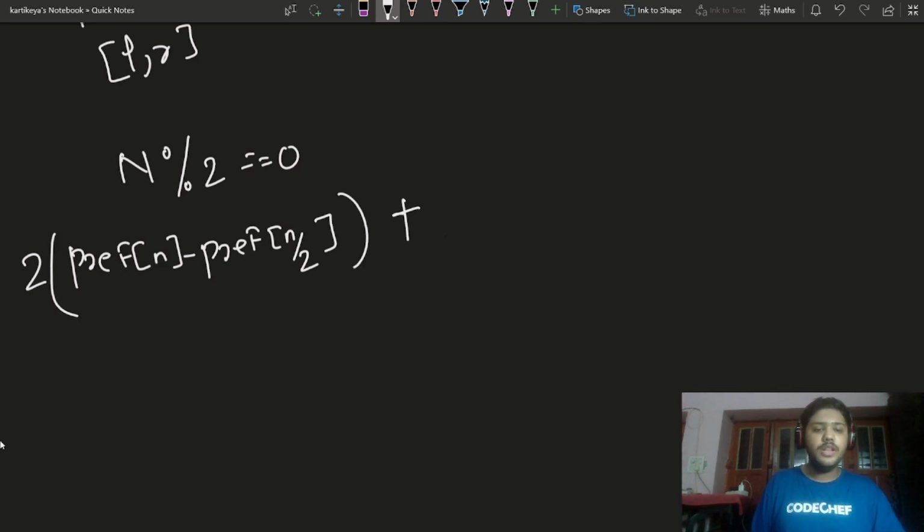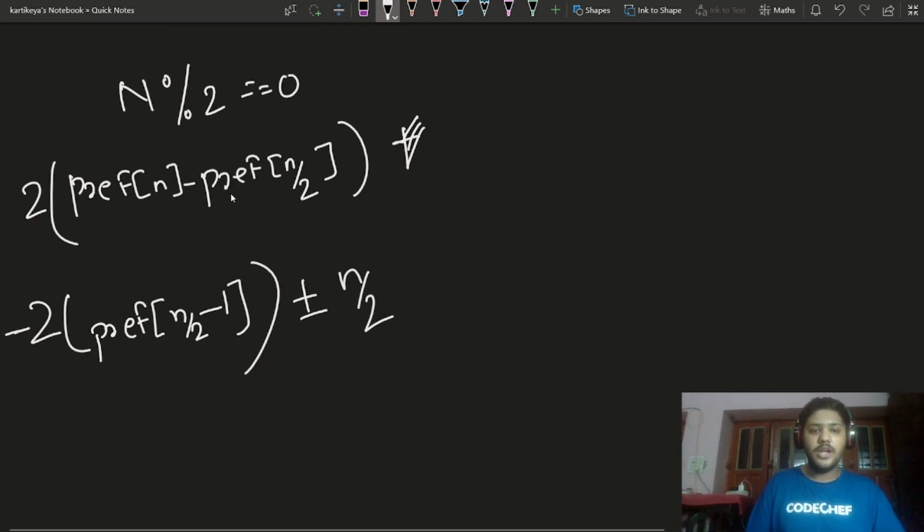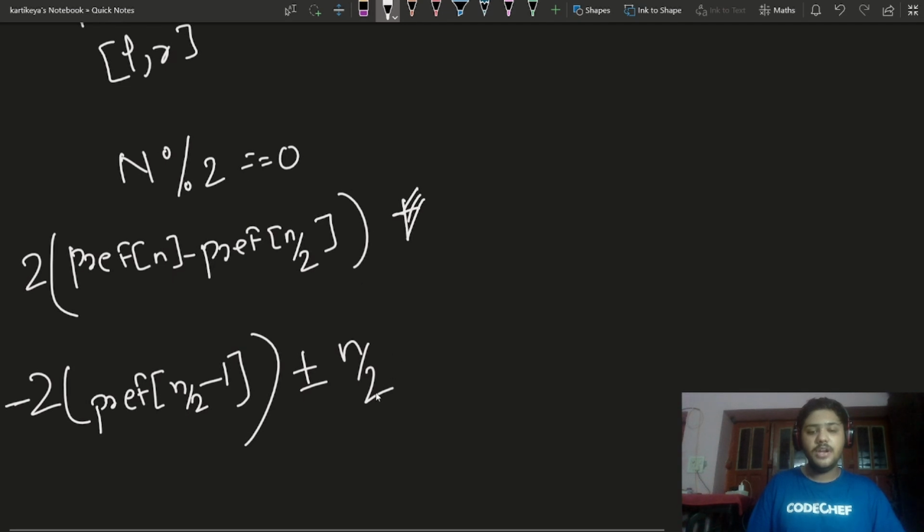Now the sum of all the numbers which are less than n by 2 is taken as negative. So it would be prefix of n by 2 minus 1, and we can write a minus here. Let's ignore this plus. Now, the number n by 2 itself is taken as plus or minus. For n being even, it would be plus n by 2. For n being odd, it would be minus n by 2.